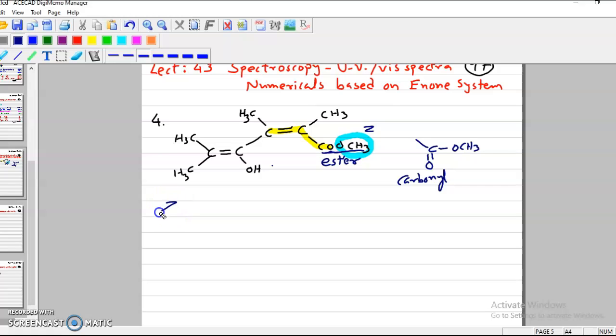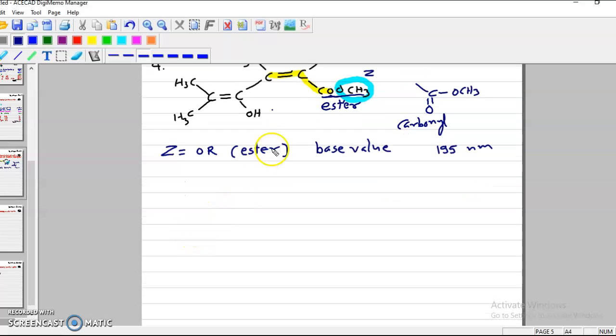When Z is equal to OR, that is ester, then base value will be, well, this base value is given to you. You don't have to remember it. It can be either 193 or 195. Whatever is the given, that you can take. 195 nanometer is the base value for ester.